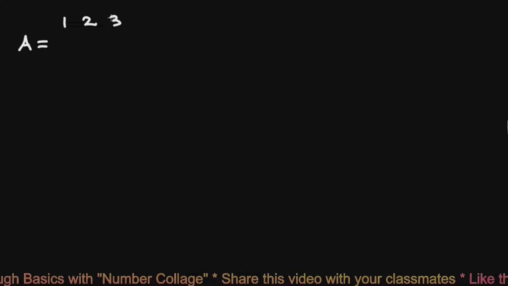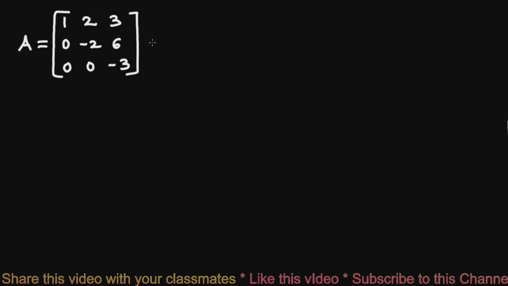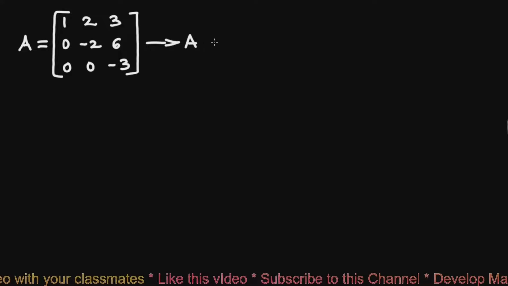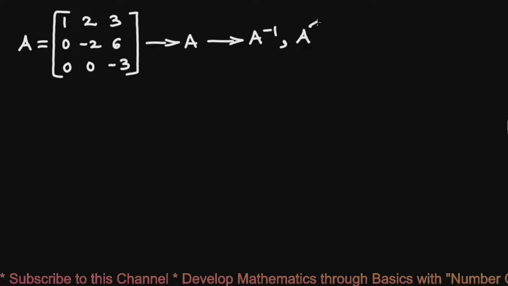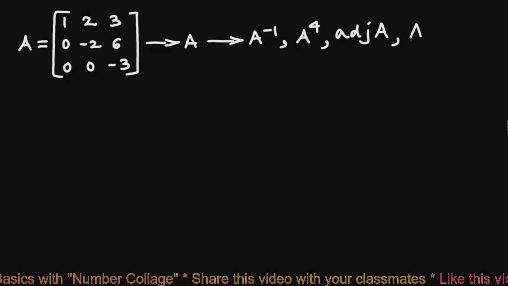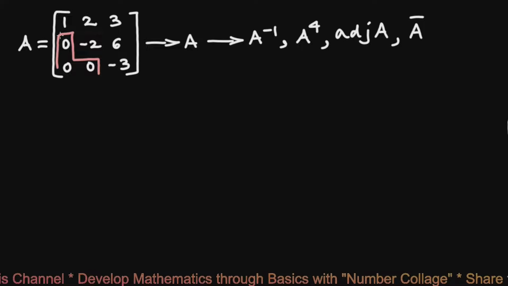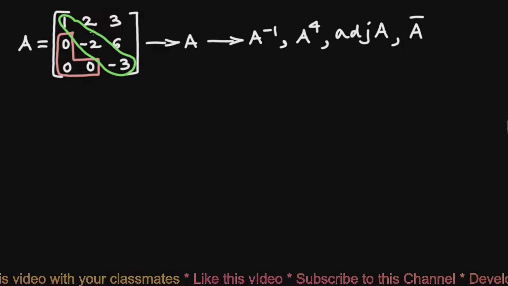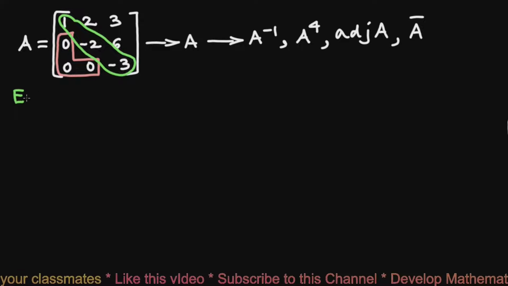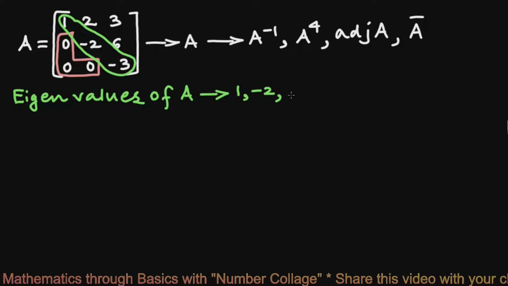In the next problem, we are given matrix A: 1, 2, 3, 0, minus 2, 6, 0, 0, minus 3. We have to find eigenvalues of matrix A and also eigenvalues of matrix A inverse, A power 4, adjoint of A, and that of matrix A bar. We observe that A is an upper triangular matrix. Therefore, its diagonal elements will be its eigenvalues. So, the eigenvalues of matrix A will be the diagonal elements 1, minus 2, minus 3.